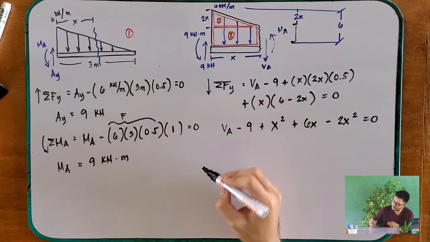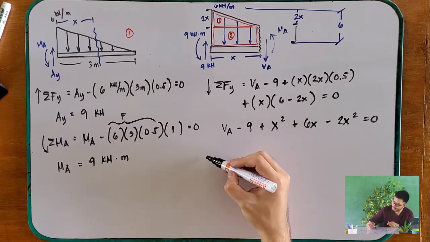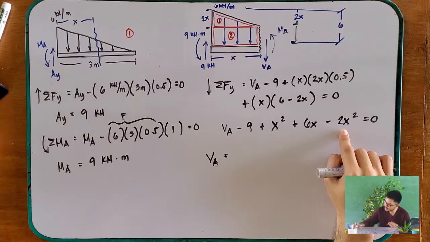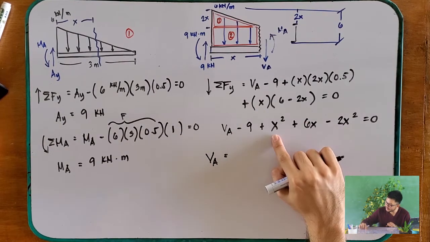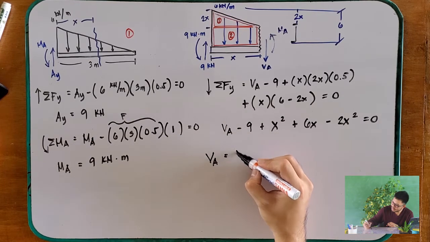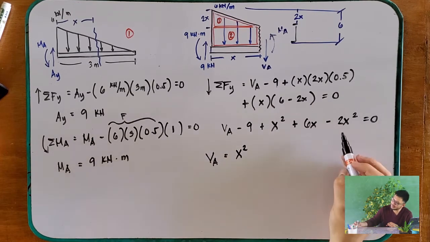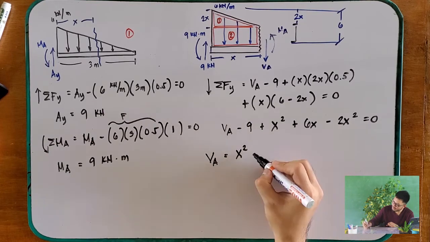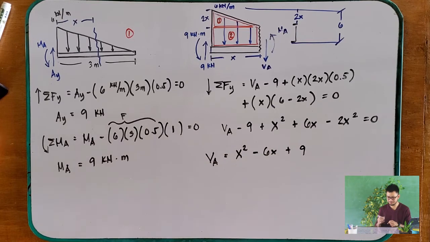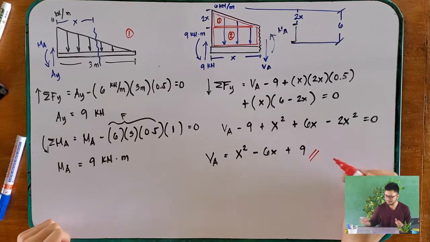So therefore, simplifying this one further, you have VA is equal to 2x squared minus x squared, that is negative x squared, transpose x squared, and then minus 6x plus 9. So this is your VA.